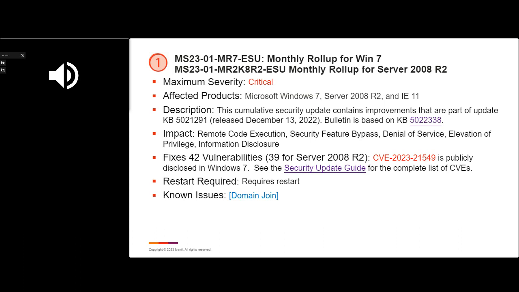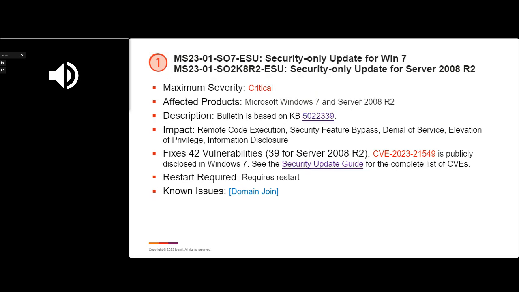And again, the publicly disclosed vulnerability was addressed in Windows 7. It is not present in the Server 2008 R2 version. The same issue around the problem with joining domains exists in these older operating systems as well. And of course, we did see the security-only updates for these as well.